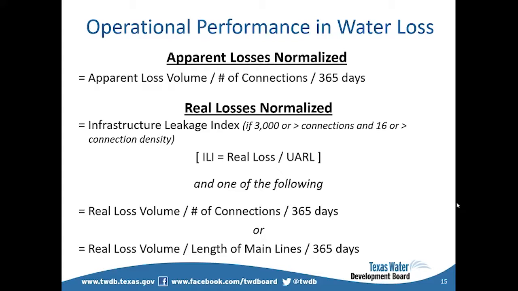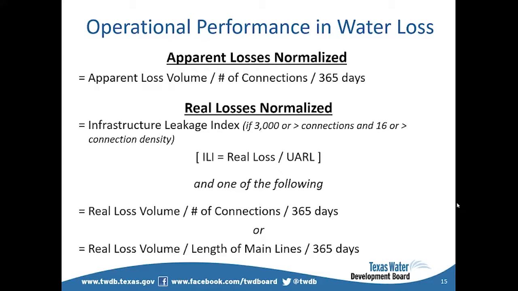The first one would be the real loss per connection per day, which is that second one there: real loss volume divided by number of connections divided by 365 days. Now, if a utility has over 32 connections per mile as their connection density, this is the performance indicator that will calculate on the worksheet for them. And they can use it to track their water loss from year to year as well.